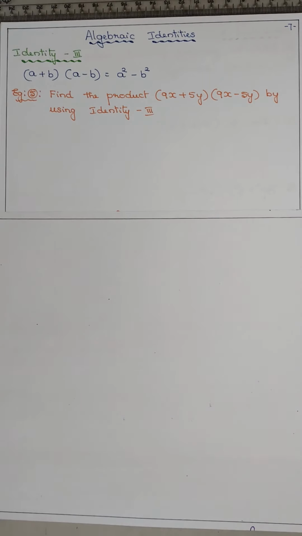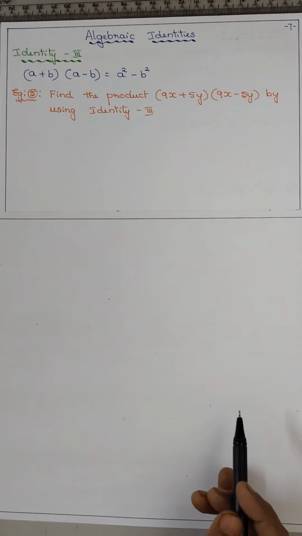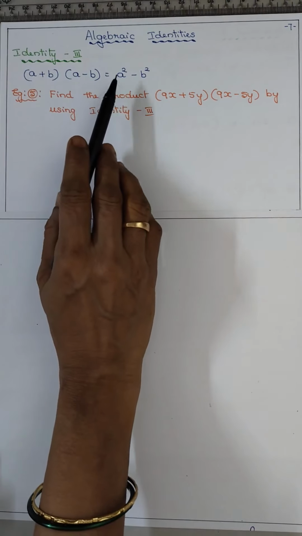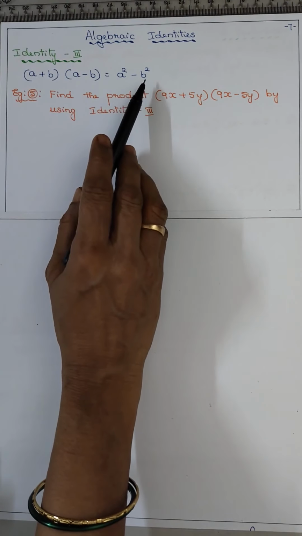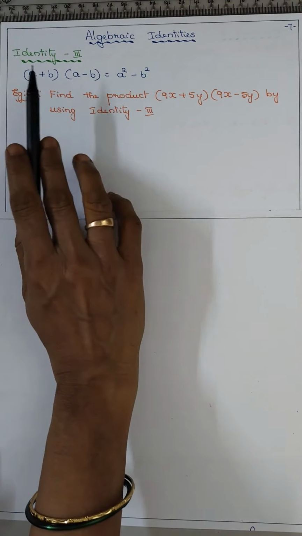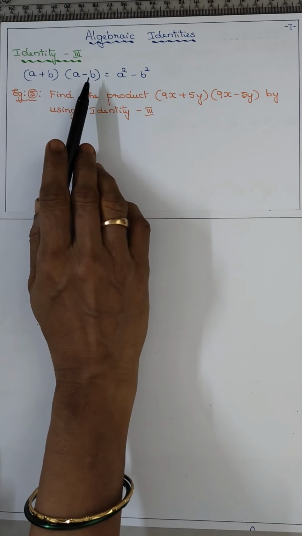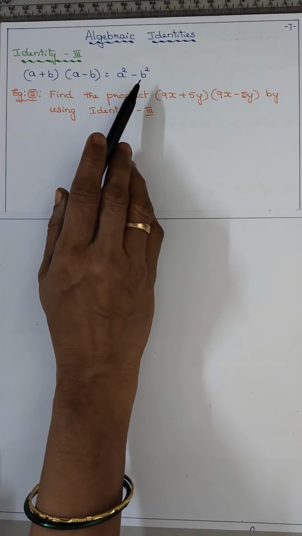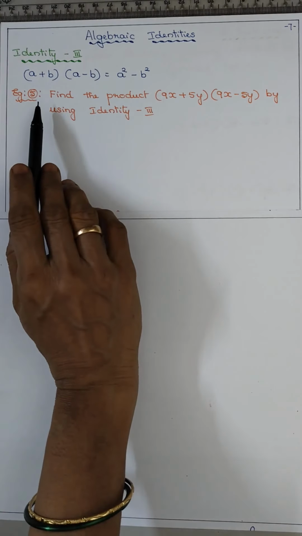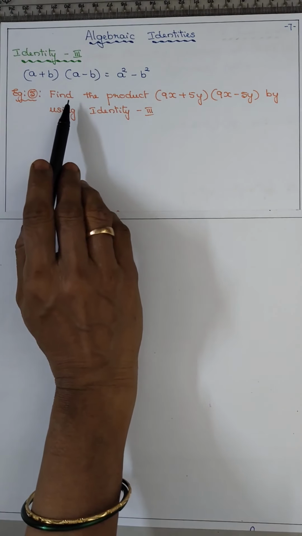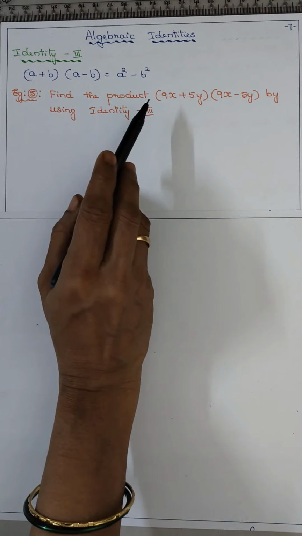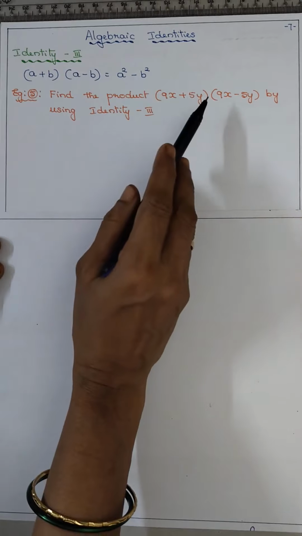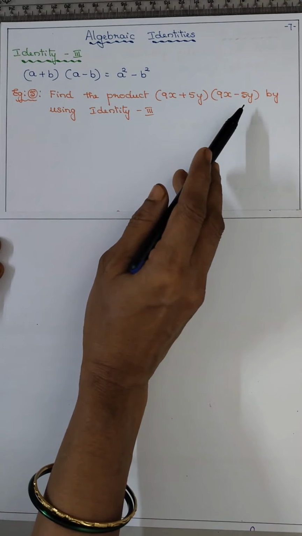Today we will discuss the third identity, that is (a plus b) into (a minus b) is equal to a squared minus b squared. So when you multiply (a plus b) into (a minus b), you will get a squared minus b squared. Now the example 5, find the product of (9x plus 5y) into (9x minus 5y) by using the identity 3.